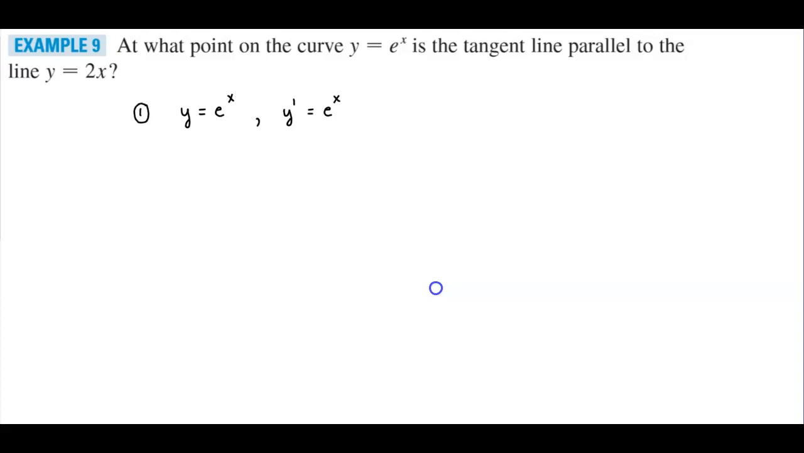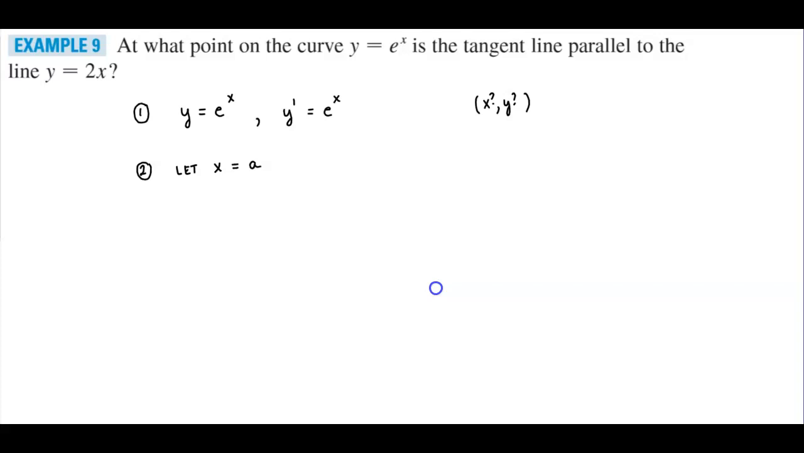And so then we want to let the x-coordinate of the point in question be a. So what we're trying to figure out is at what point. What is the x-coordinate and what is the y-coordinate that's going to be tangent to the point on the curve. So we're going to let x equal the value of a.